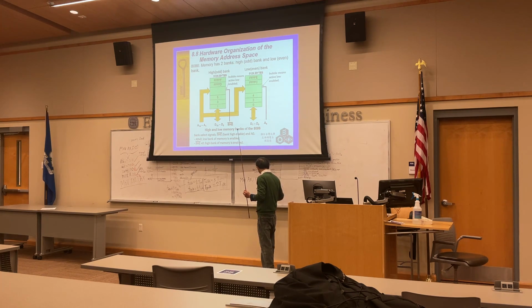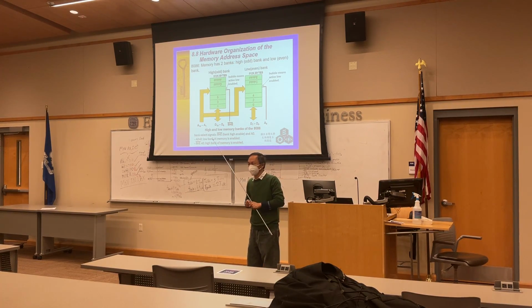At this moment, we should set BHE bar to be 1. However, given a word, if the word is aligned, then we can also set this one to be 0, so we can grab the whole word one time. But if it's a byte, say AH, then you should set BHE bar to be 1, because your data doesn't come from the higher bank.